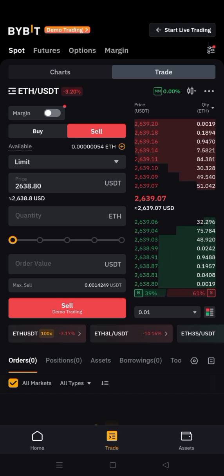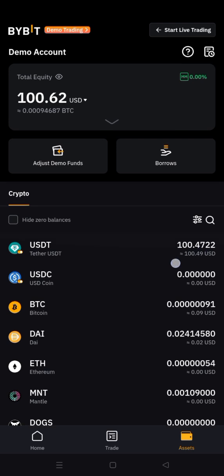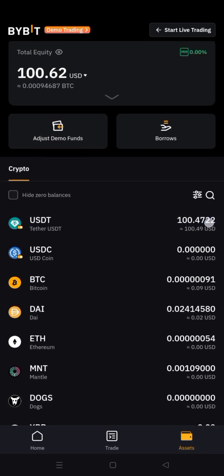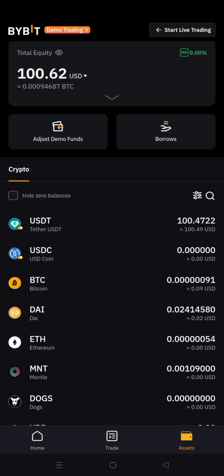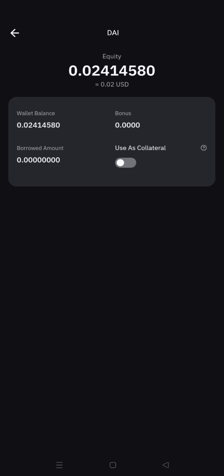When I click sell, let's go back to the assets. You'll note there is an increase. We had 100.17, now we have 100.49, just like that. You can see 100.47 from 100.17, so that's an increase. You repeat the same. Especially when it's above 20, the difference is above 15. That's what I told you, and for now it's very good.